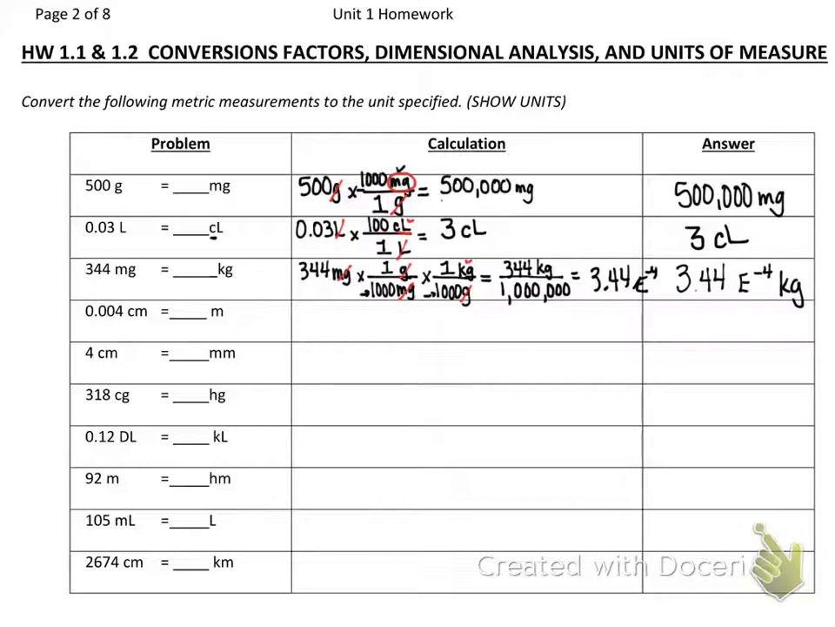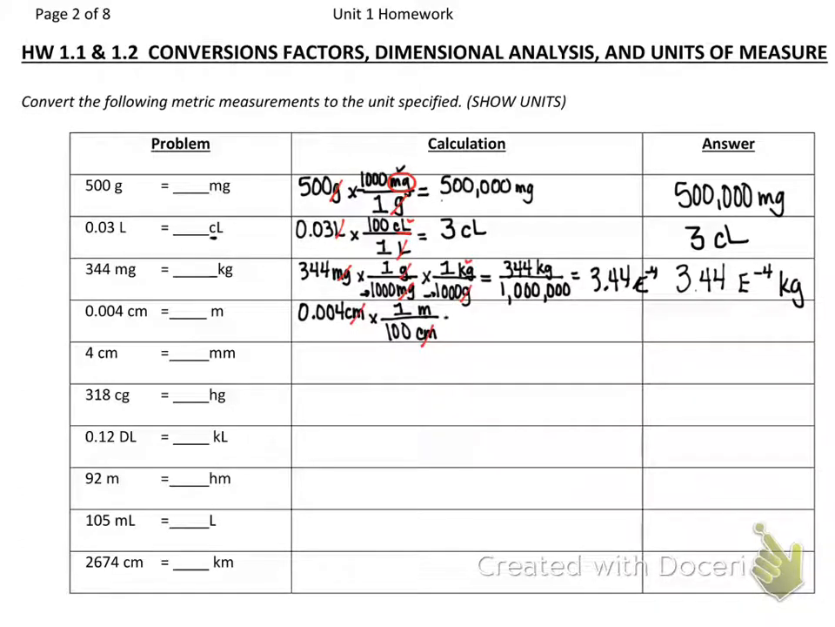All right, our next problem, we have centimeters to meters. We are given 0.004 centimeters, and we want to end up with meters. We want to cancel out centimeters, so centimeters goes in my denominator. Is there a direct link between centimeters and meters? There sure is. 100 centimeters is equal to 1 meter. Again, we can cancel out our centimeters. We're happy with meters? Yes.